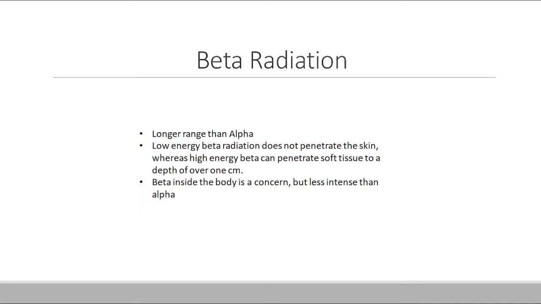Characteristics of beta radiation: longer range than alpha. Low energy beta radiation doesn't penetrate the skin, whereas high energy beta can penetrate soft tissue to a depth of over 1 centimeter. Beta inside the body is a concern, but less intense than alpha.